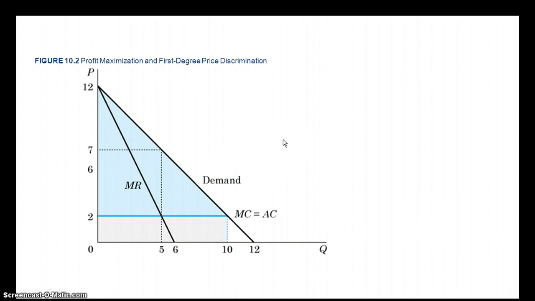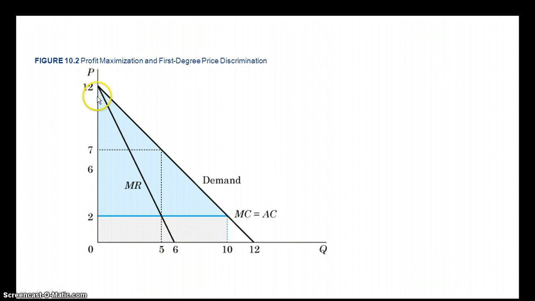But if they were able to find a way to repackage the product in some way so that they could get these people up here that are willing to pay more to pay more, then they could get more total revenue. And so if they were able to do that, that chunk of the consumer surplus is what they are after, and that's a triangle. The base of that triangle is 5, as you can see from 0 to 5. The height of that triangle is 5.